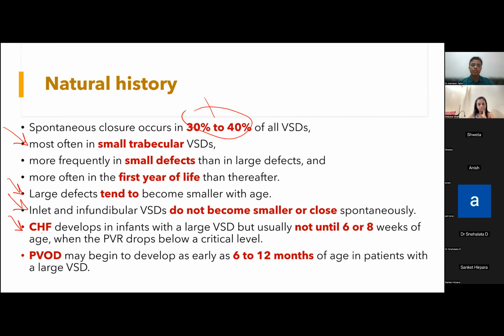If a child develops a large VSD, congestive heart failure usually develops after 4 to 6 weeks, or around 2 months of life, because gradually the PVR falls and then the large VSD starts shunting hugely left to right, and then congestive heart failure signs and symptoms will be seen. Many times pulmonary vascular occlusive disease can be seen even in early life, around 6 to 12 months, in a case of very large VSD or in a case of Gerbode defects.